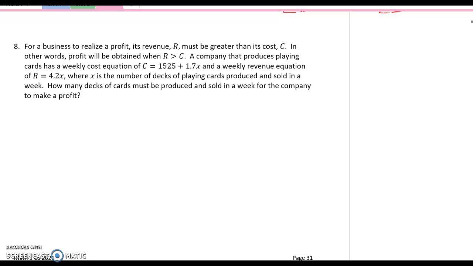Well, in the problem, it tells you what needs to be true in order to make a profit. So we're looking at that inequality they gave you in the second sentence: R is greater than C. It means the revenue must be greater than the cost. Revenue is the amount of money they're taking in. The cost is how much you're spending. So for profit, the revenue needs to be greater than cost.